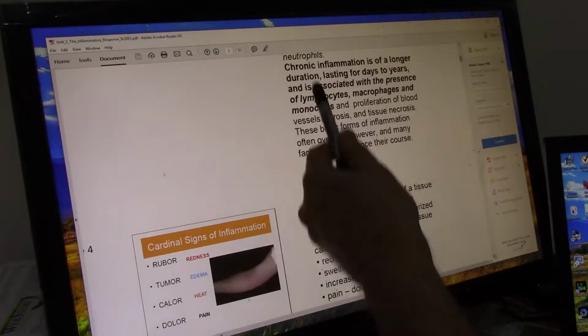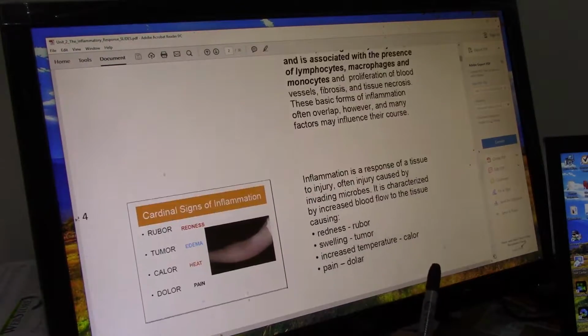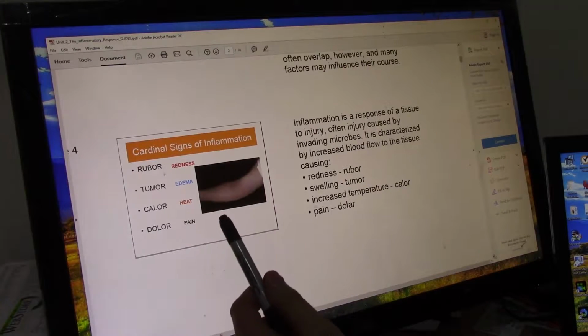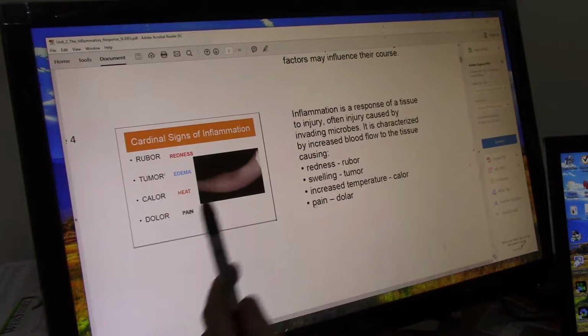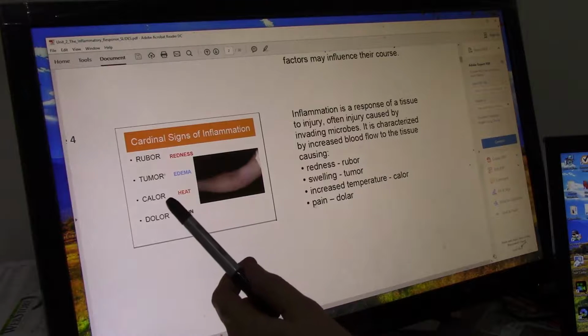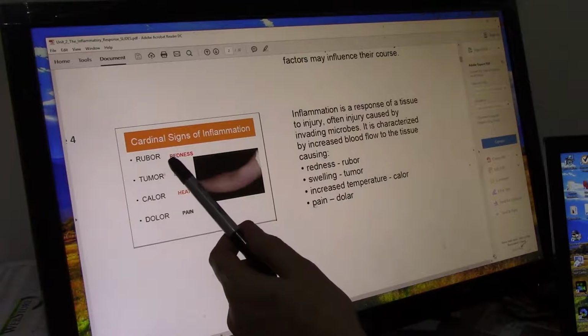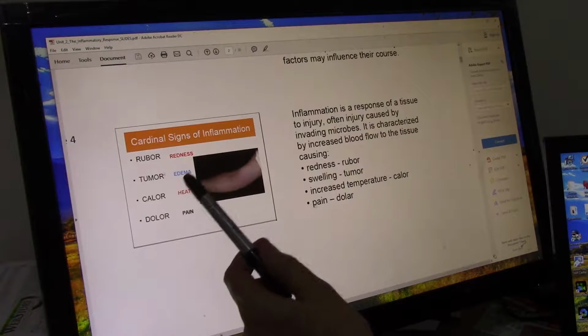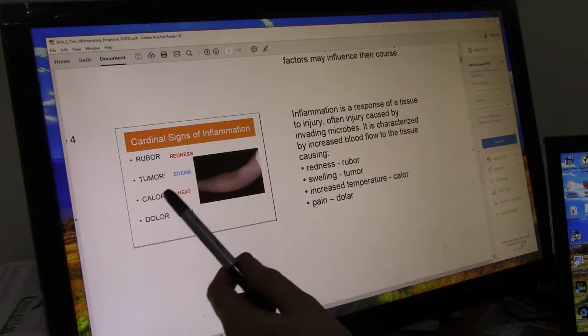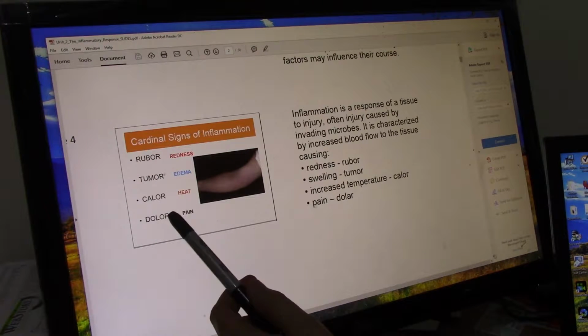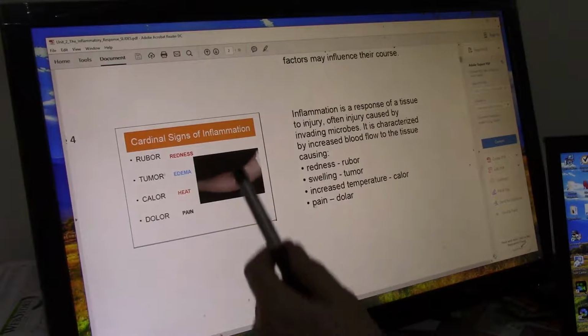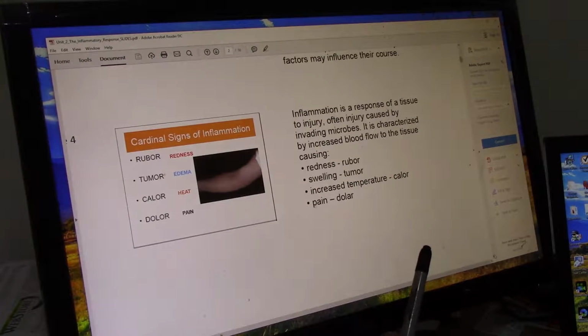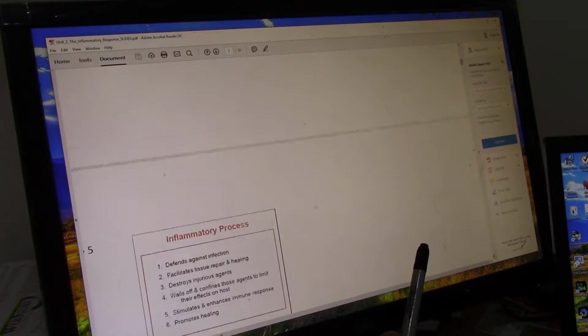Okay? And you can, of course, read the details that are involved with it. These are the cardinal signs, the basic signs of inflammation. And this is the Latin rubor, tumor, calor, and dolor. Rubor, of course, means redness. Tumor means swelling. Calor means heat, like calories. And dolor is Latin for pain. And those are the common cardinal signs of inflammation.